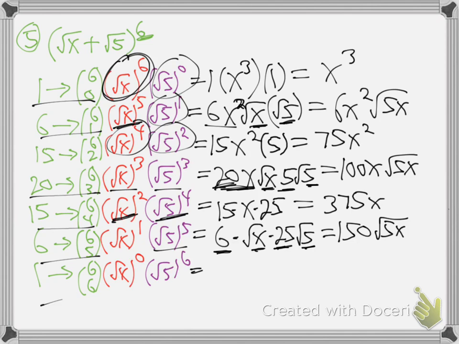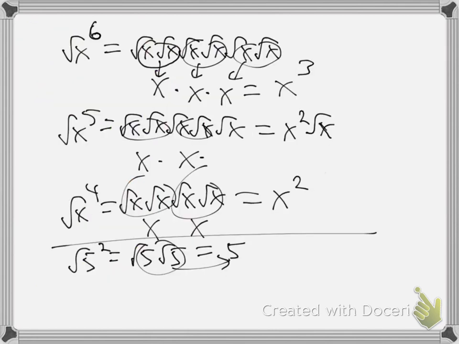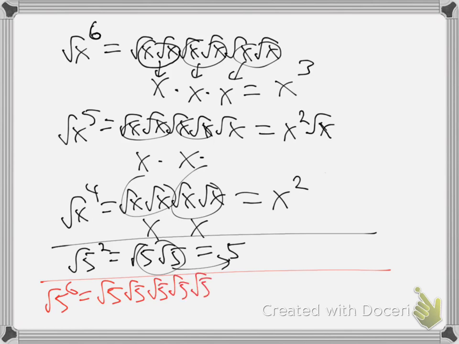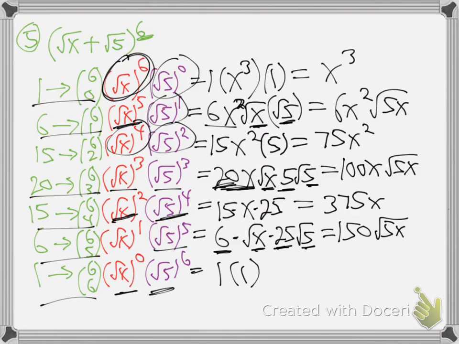One more. 1, root x to the 0 is just 1, anything to the 0 power is 1. Root 5 to the 6th, that's a big one. So root 5 to the 6th, root 5, root 5, root 5, root 5, root 5, root 5. These two make a 5, these two make a 5, these two make a 5. 5 times 5 times 5, 125. So this would be 125. There we go. We got all the terms.